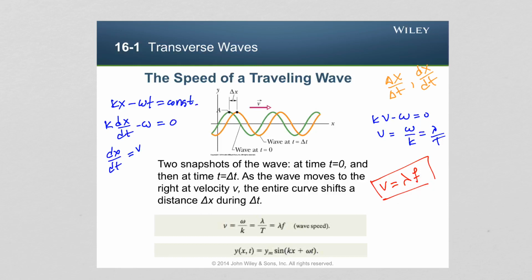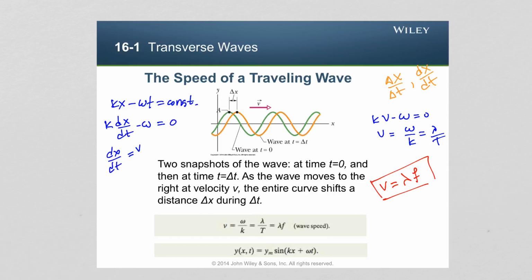This is an extremely important relationship because it applies for any kind of wave, transverse or longitudinal, a wave that propagates in a medium or an electromagnetic wave. It doesn't matter. For all waves, this is an important relationship. So one more time, the speed of propagation is equal to the product of the wavelength of the wave and the frequency of the wave.